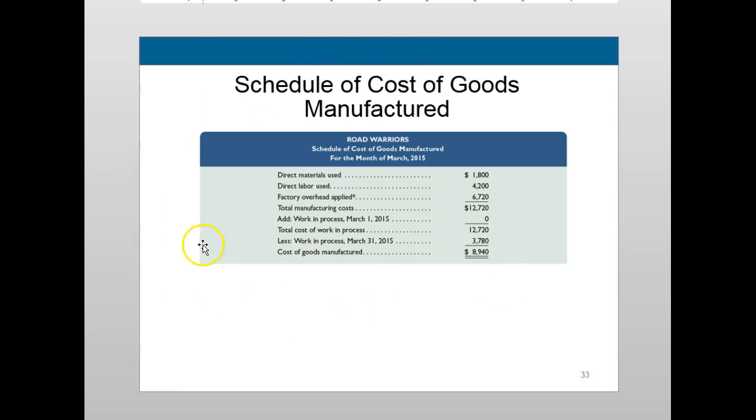That's the amount. So you're going to take the direct materials, the direct labor, the factory overhead applied, and then that gives you total manufactured costs. You're going to add in work in process, and then you're going to subtract what's left, and that gives you cost of goods manufactured. That's how much those goods are worth when they're transferred into the finished goods.